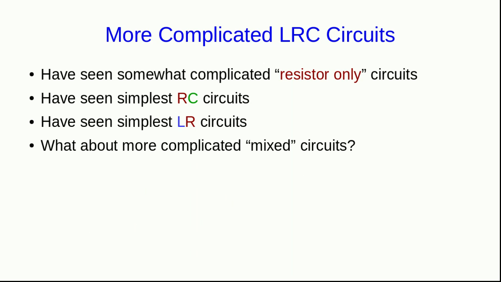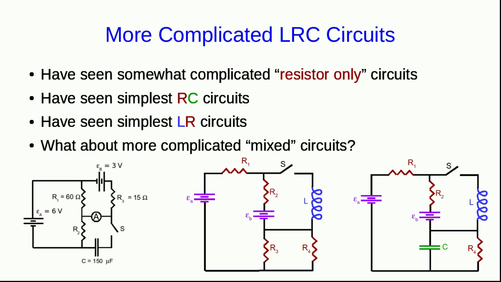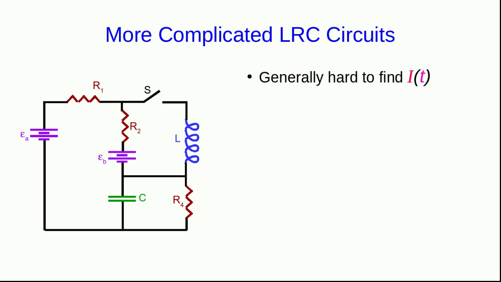But what about more complicated mixed circuits? Things like this, or even this, with all three of resistors, capacitors, and inductors. Well, in general, for these circuits, it's hard to find the current as a function of time. But there are two times when it's easy to find all the currents.